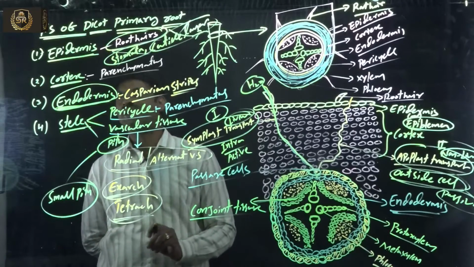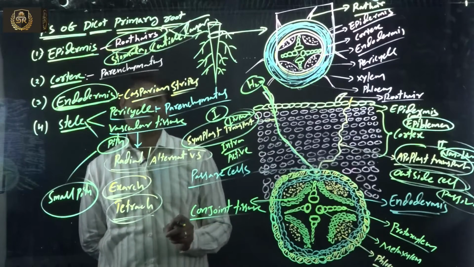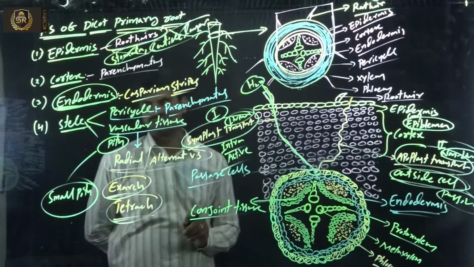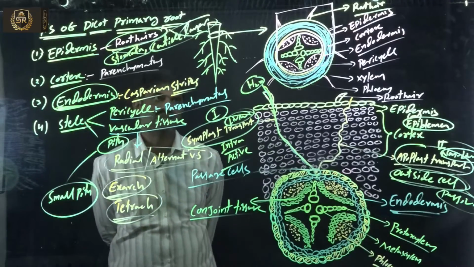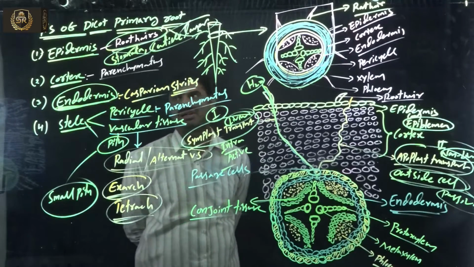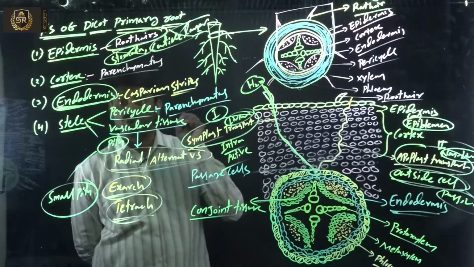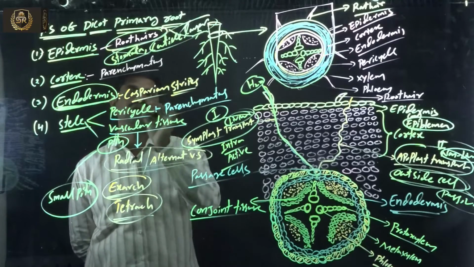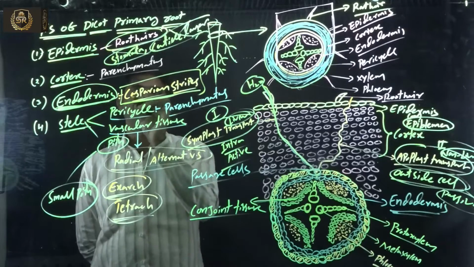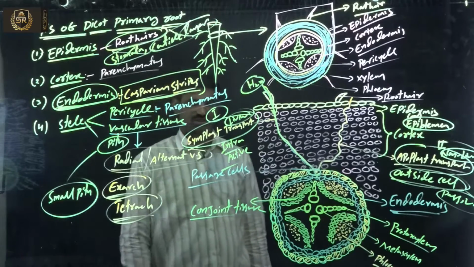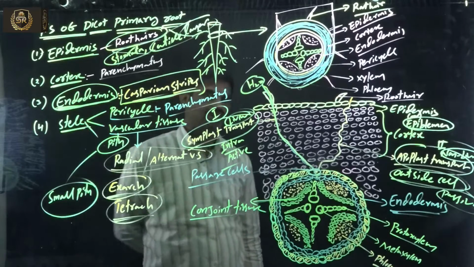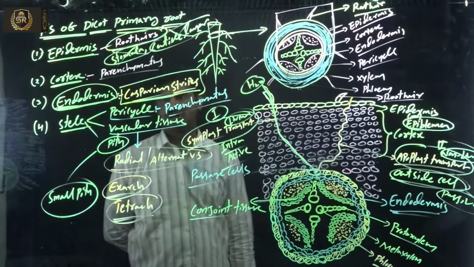In the dicot stem, the endodermis region internally has starch grains. But in the dicot root, the endodermis region internally has Casparian strips. These Casparian strips are made up of suberin components.